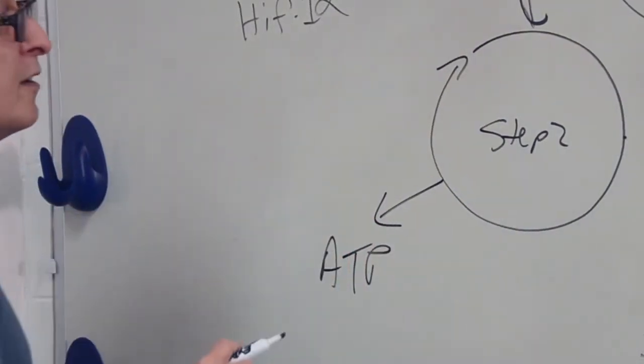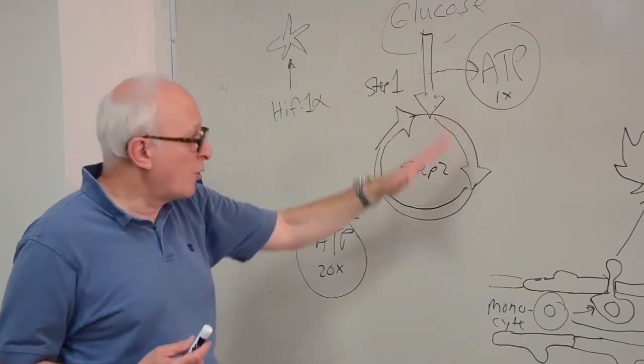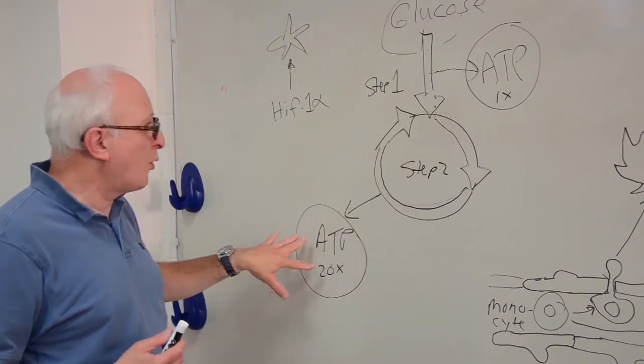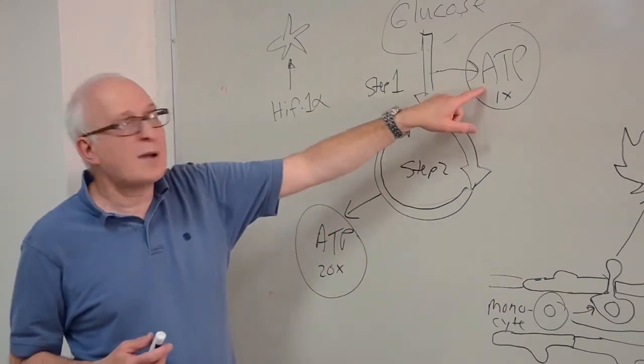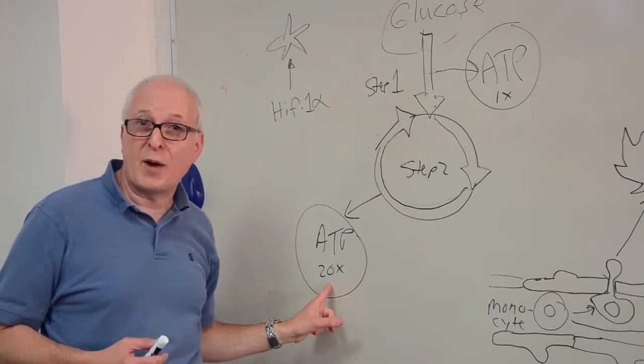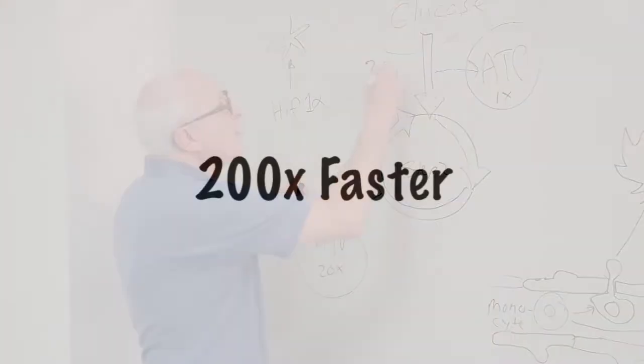Now, the first step generates only a couple ATPs from glucose. As it goes around the rest of these steps, converting the glucose into other types of molecules, many more ATPs are generated. So if this produces about one fold of ATP, this produces 20 times more when it goes completely around. The problem is that this step is 200 times faster than this step.